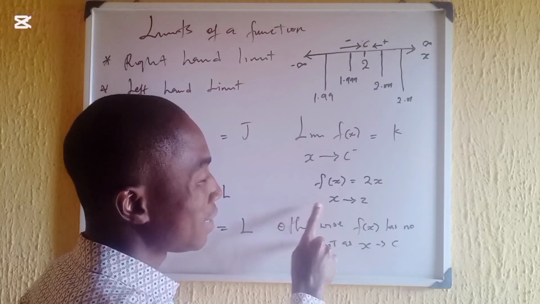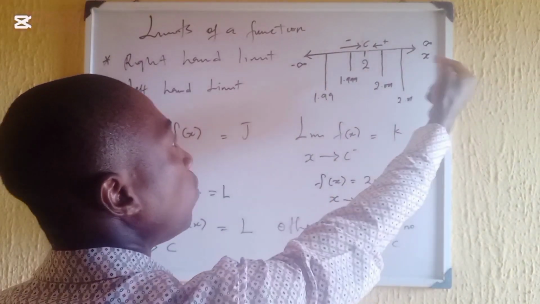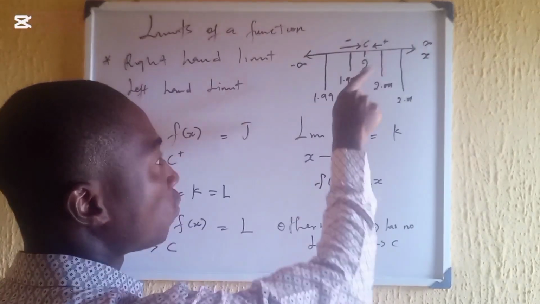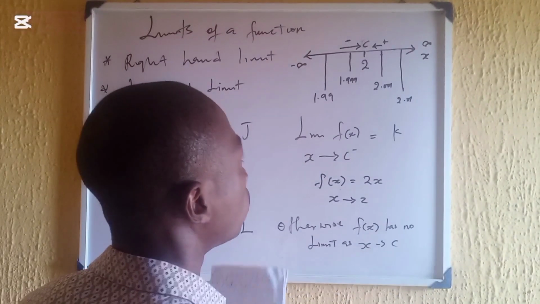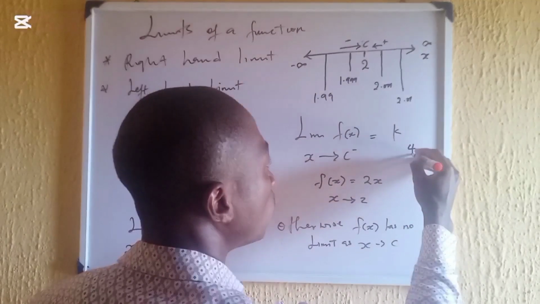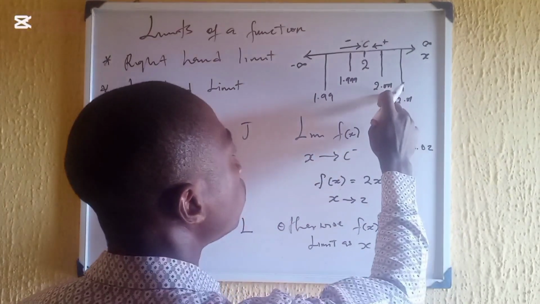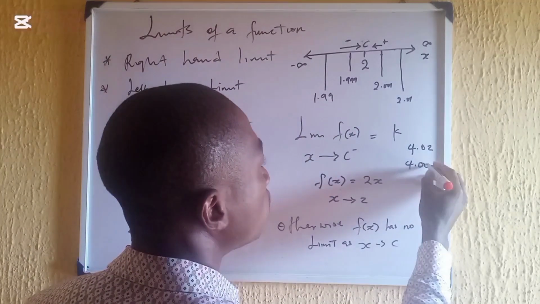Let's see what happens as x approaches 2. So we'll have 2 here. We'll approach from the right, we'll approach from the left, and see what happens. Approaching from the right, we'll be having 2 times 2.01, that gives us 4.02. 2 times 2.001, that gives us 4.002.